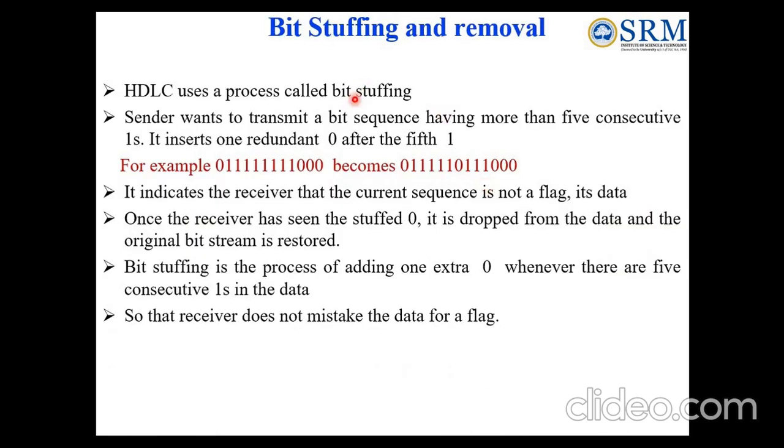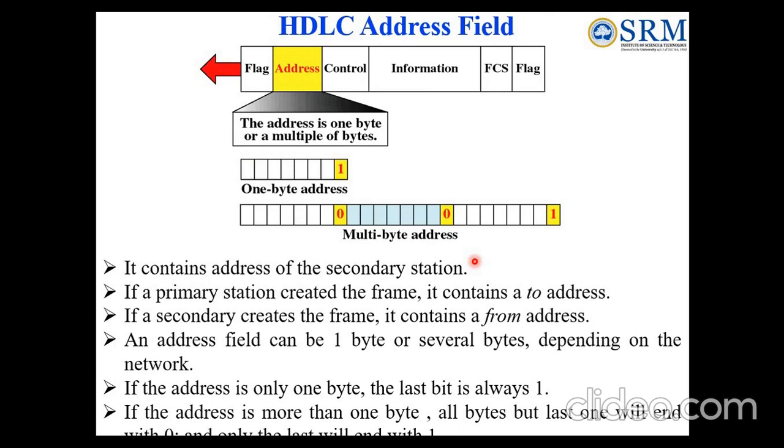Then it uses bit stuffing. If the sender wants to transmit a bit sequence having more than 5 consecutive ones, it should not be taken as a flag. So after every 5 ones in the data, a 0 is inserted. On the receiver side, that 0 is removed and the data is taken. This is so that the receiver does not mistake the data for a flag. We have this bit stuffing and removal process.